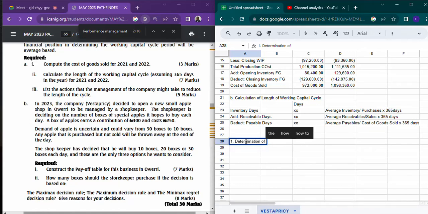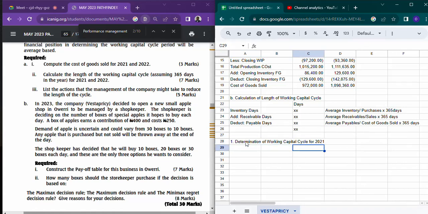Okay. Determination of working capital cycle, question 21. So you have holding inventory.